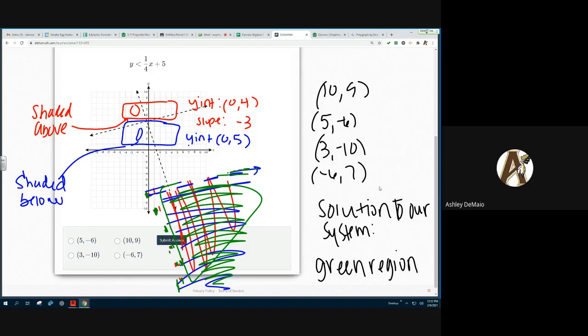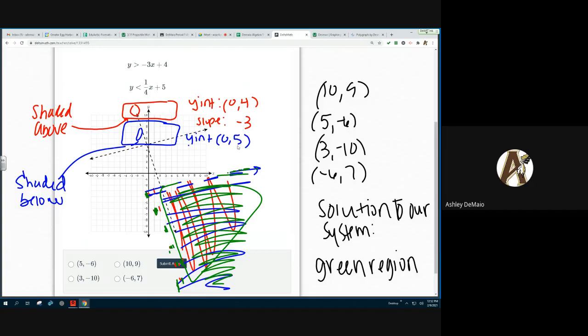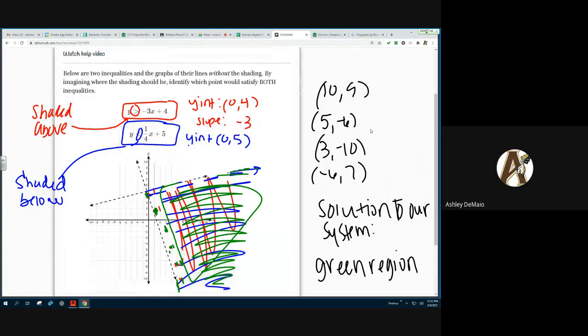Okay, so I'll scroll up so we can look at that green region and identify which one is a solution. So let's first look at 10, 9. So our 10 is right here. We go down. Oh, we go up, actually. My bad. I'm messing up today. So our x value is 10. We want to go up to 9. That's right here. So we can right off the bat say 10, 9 is not a solution because 10, 9 is right here. That's not a solution. So that's not going to work.